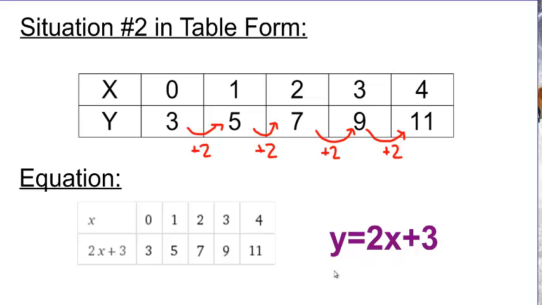If you got y equals 2x plus 3, you have done this correctly. As you can see, we're adding 2. That's where our 2 comes in before the x.